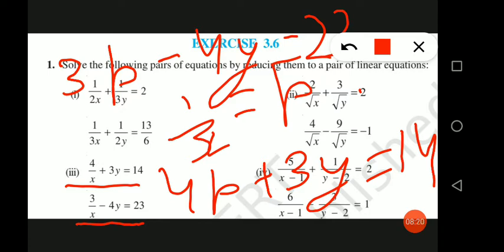It is not necessary that we always substitute both variables with other variables. Sometimes it happens that we have to substitute only one variable with another variable.